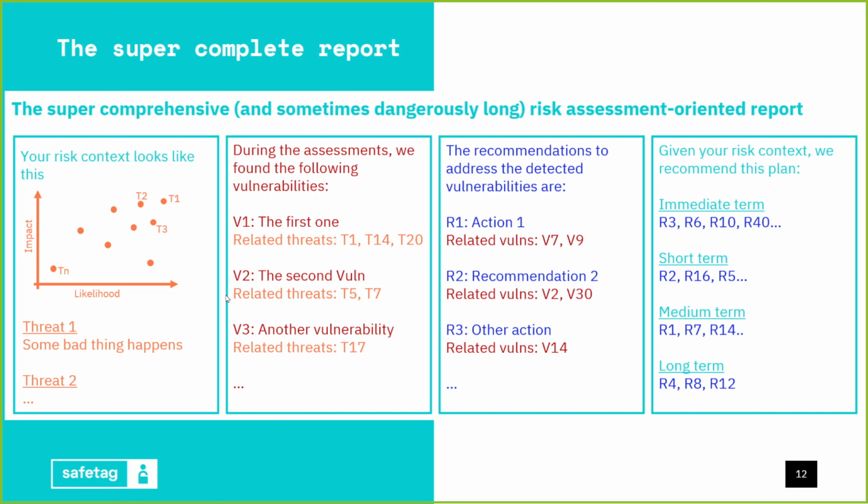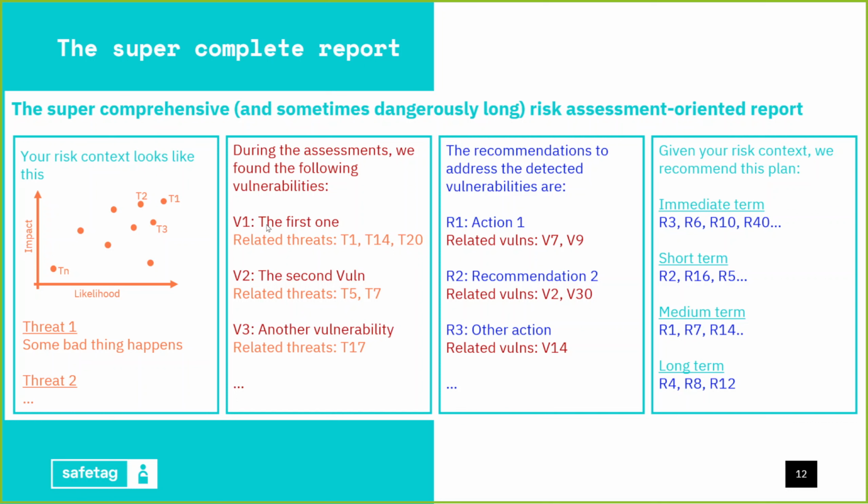Okay, so yeah, this is the diagram, the reference on how this works. First, we can tell the organization, you know what, your risk context looks like this, and we can just attach the risk matrix that we built at the beginning of the audit, and we can even describe all of these threats. Threat one, some bad thing happens, and so on. We can just explain all of them. And then we jump to the vulnerability part. During the assessments, we found these vulnerabilities.